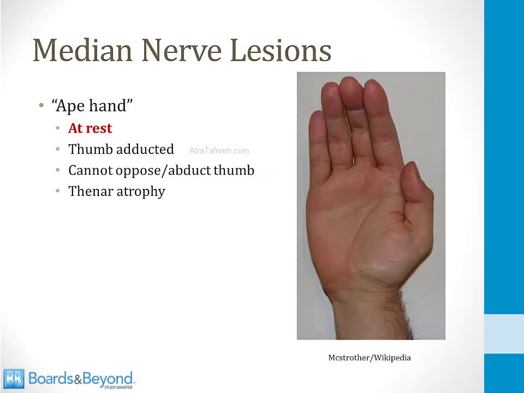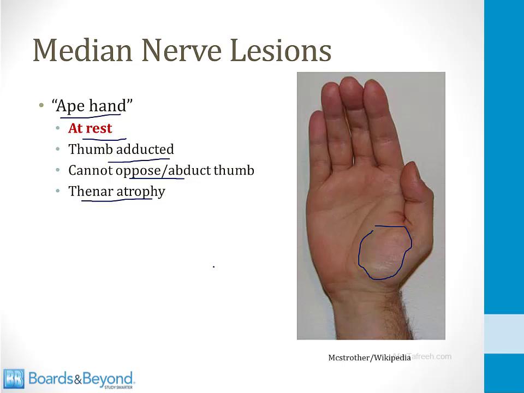Another finding you'll read about in your textbooks is called the ape hand. This is seen at rest when you examine the hand of a patient with a median nerve lesion. The thumb will be adducted because it cannot move, basically because it's lost its innervation. So it cannot oppose, it cannot abduct, so the thumb will just be stuck against the side. In addition, you'll see thenar atrophy as we talked about before. This is called the ape hand because it's thought that apes do not have opposable thumbs, although in actuality they do. But the point here is it's like you have a primitive hand where the thumb cannot perform opposition.